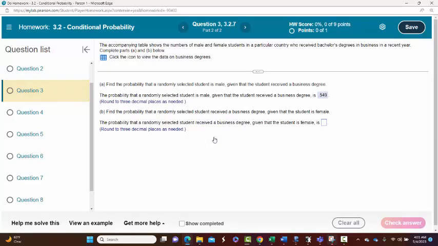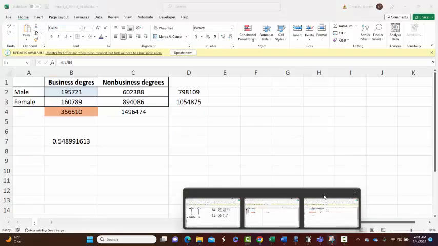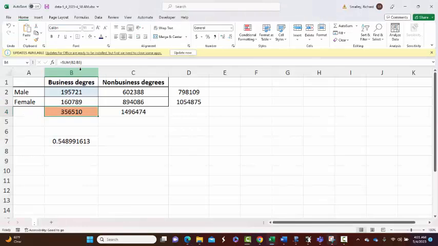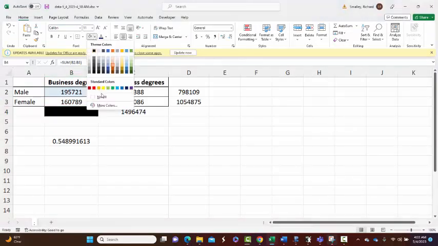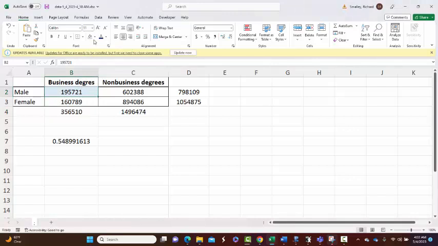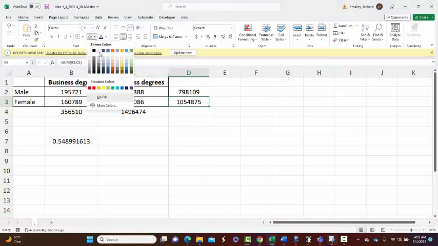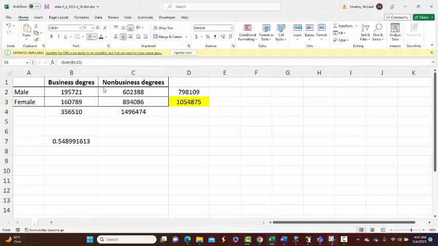Probability receives a business degree given that the student is female. Given that they're female, I'm going to focus on that part first. I can choose no fill and get rid of those. I don't want to start putting too many colors in there. So now we'll go back and there's the female. Oh, is it back on no fill? I gotta pick a color, I guess. There we go. Those are total females, given that they're female.